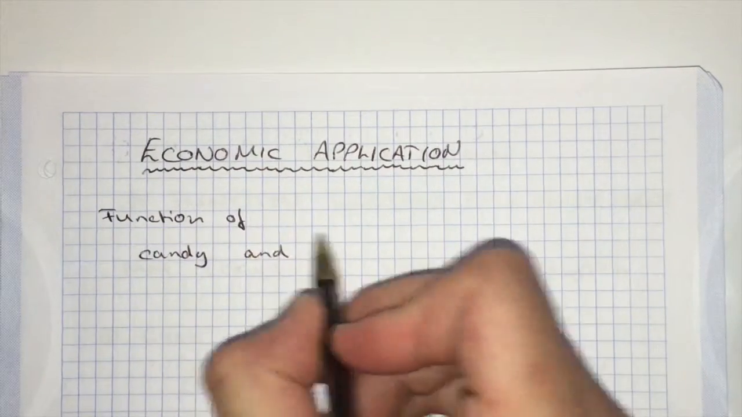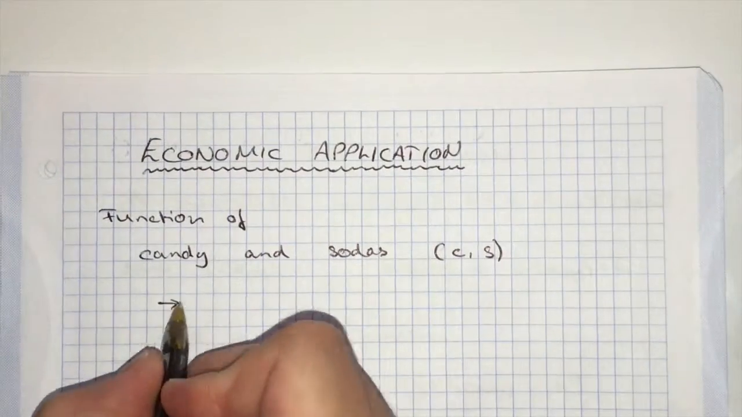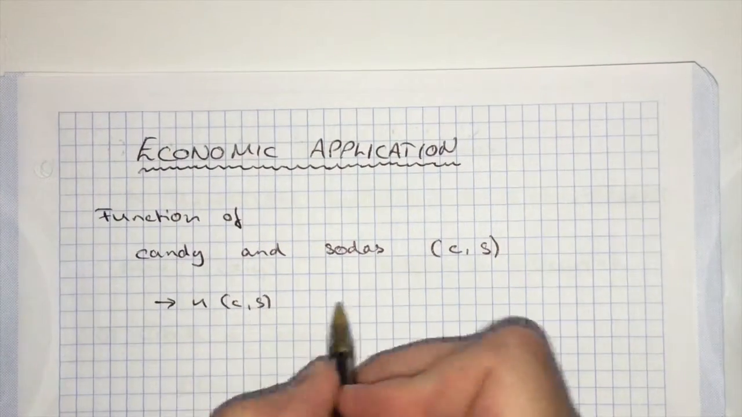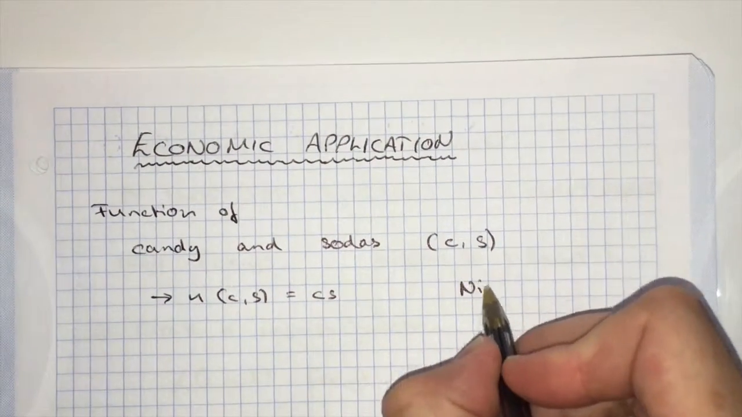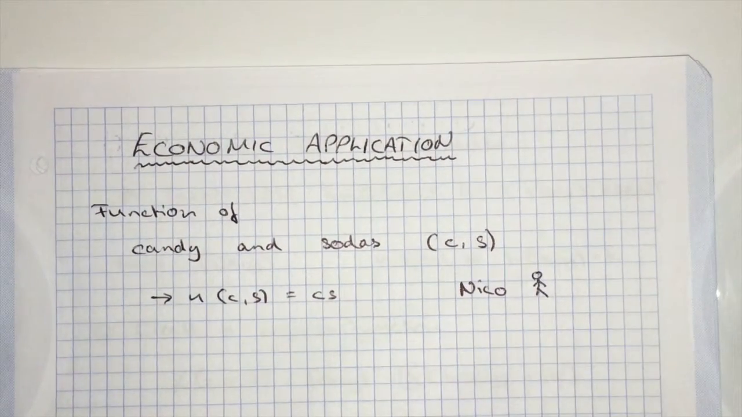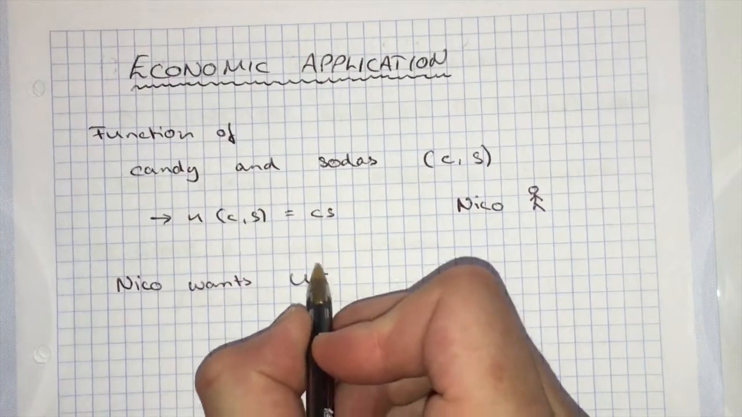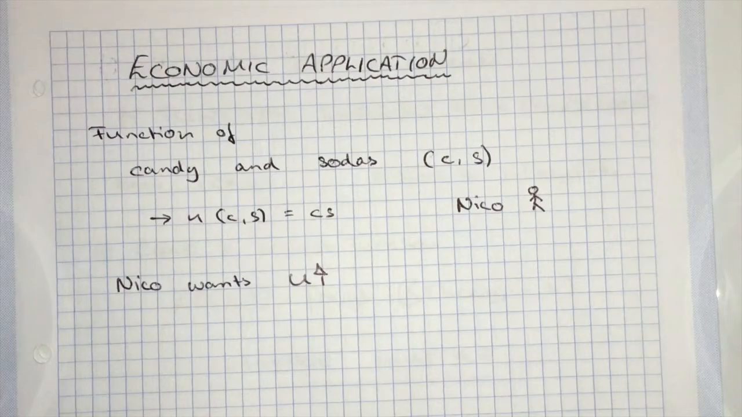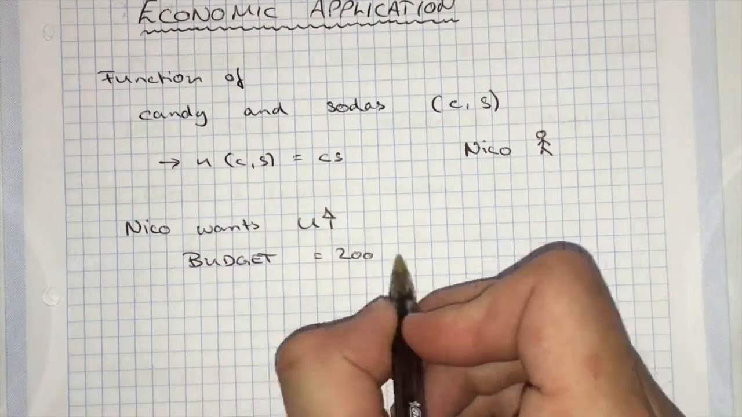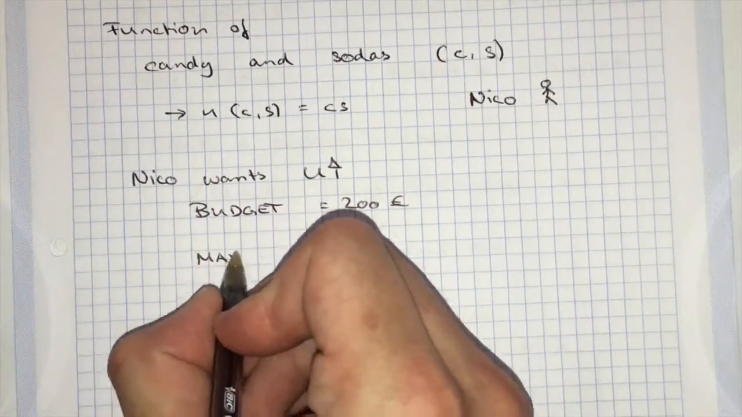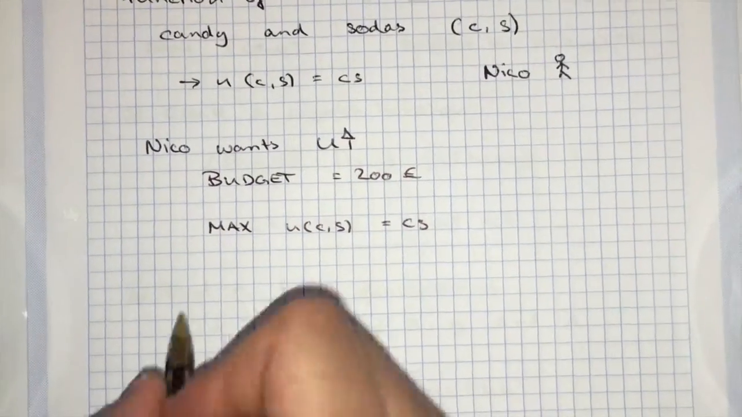Let's consider the utility function of candy and sodas, C and S. The function would be u of C and S. We define the function as C times S for the consumer Nico. This is Nico. Nico wants to get the highest utility out of these goods, respecting the budget that his parents gave him. Let's say he has a budget of 200 euros. So essentially we're trying to find a combination of candy and soda that maximizes Nico's overall happiness.